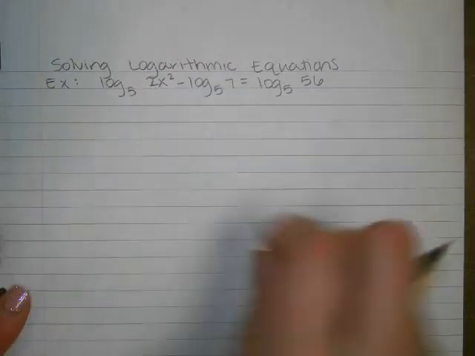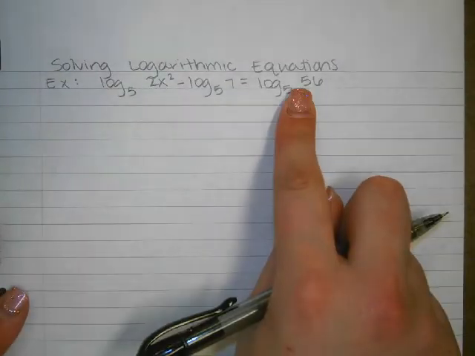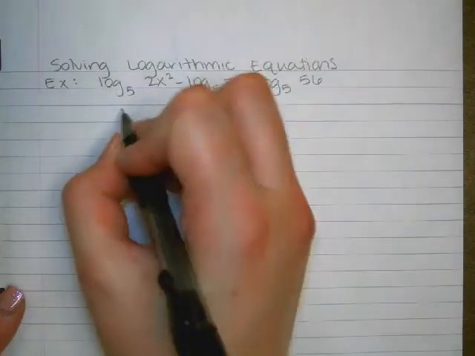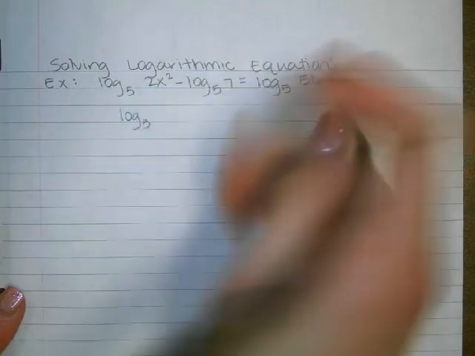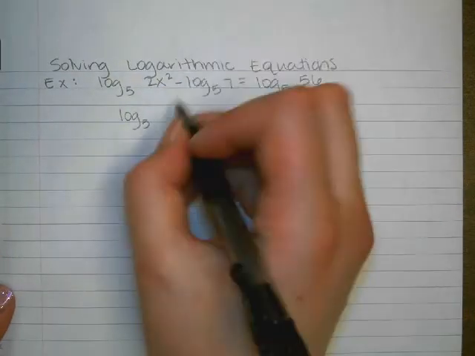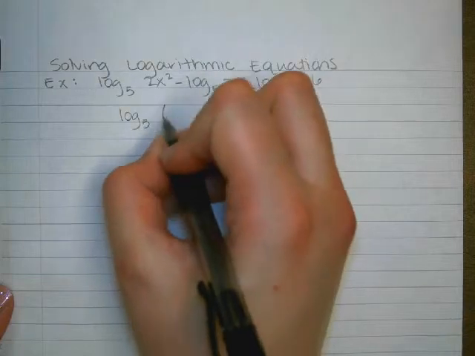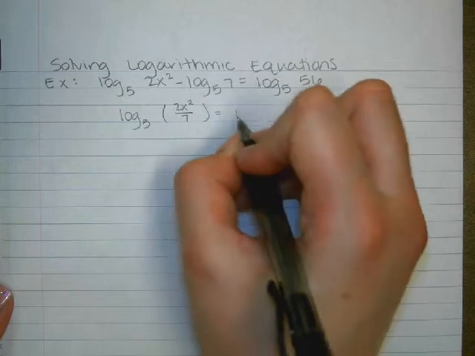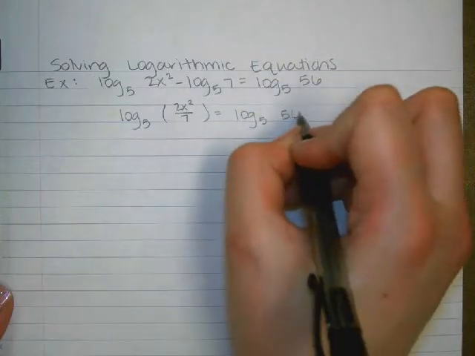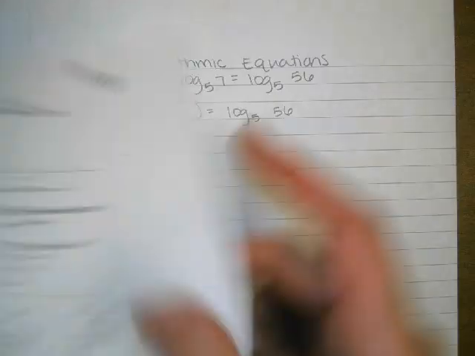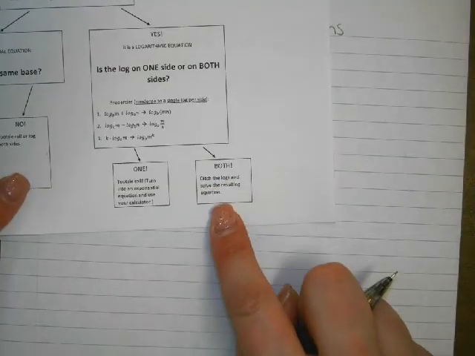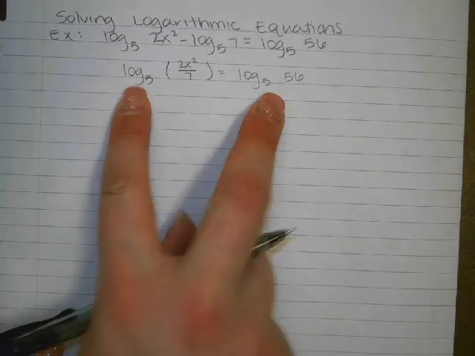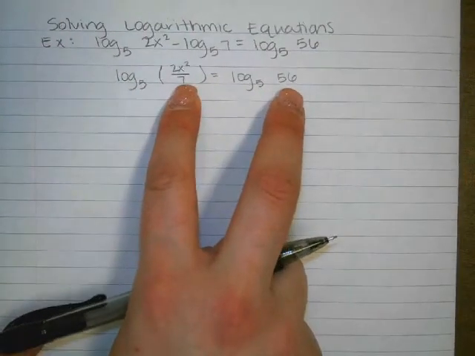So if I look at this problem, I can see that on the right side I only have one, but on the left side I have two log base 5s, so I do need to condense that down. This is a subtraction problem, so that means I've got division. So I have log base 5 of 2x squared over 7 equals log base 5 of 56. All right. Now, since I have logs on both sides, I can ditch the logs and solve the resulting equation. So both of these have a log base 5. That means that these two things should be equal as well.